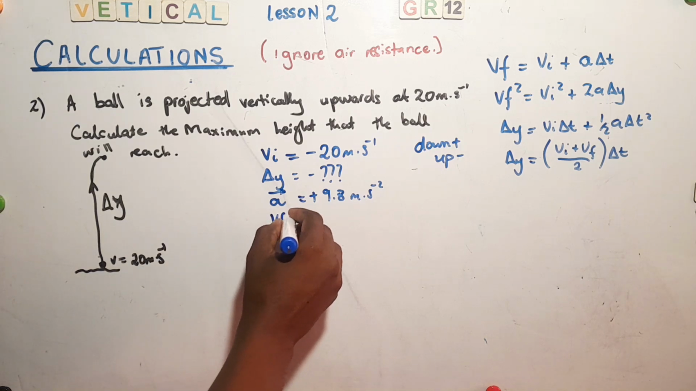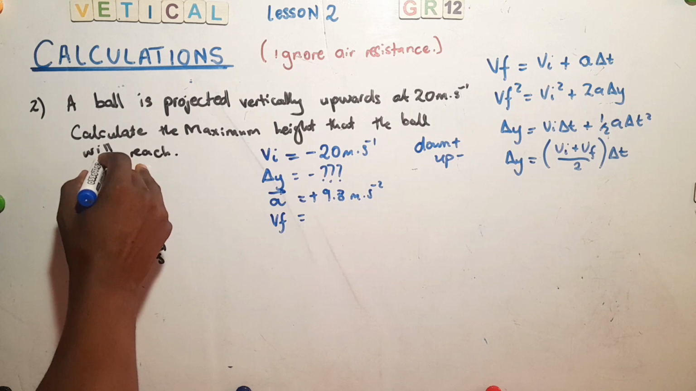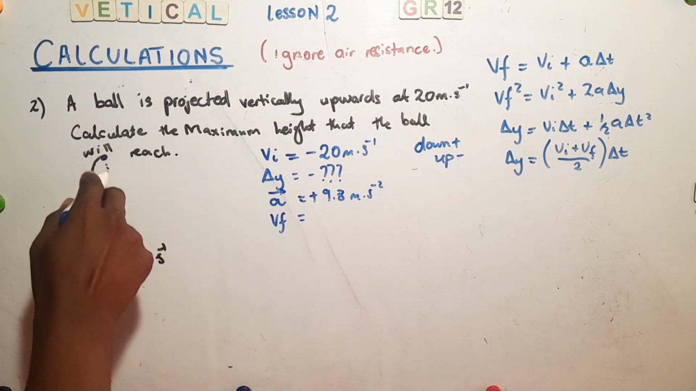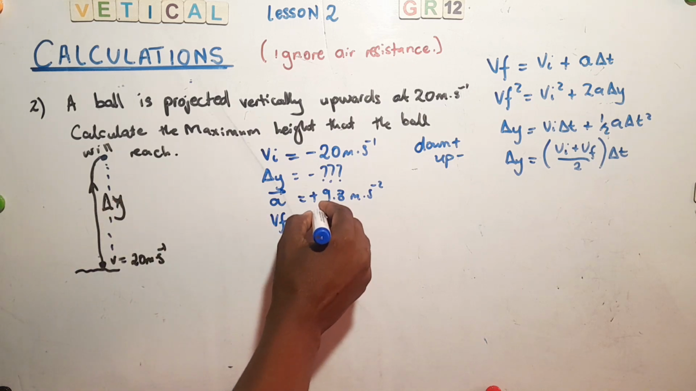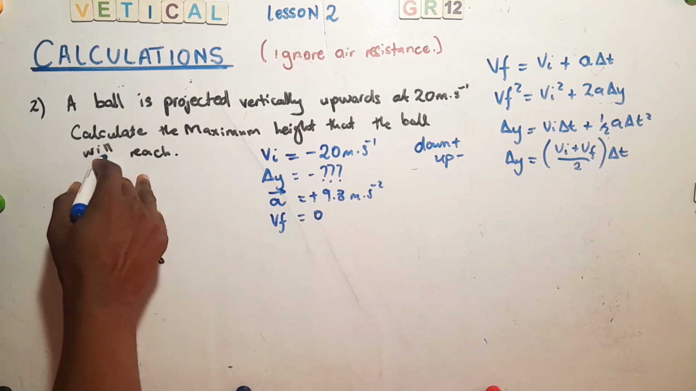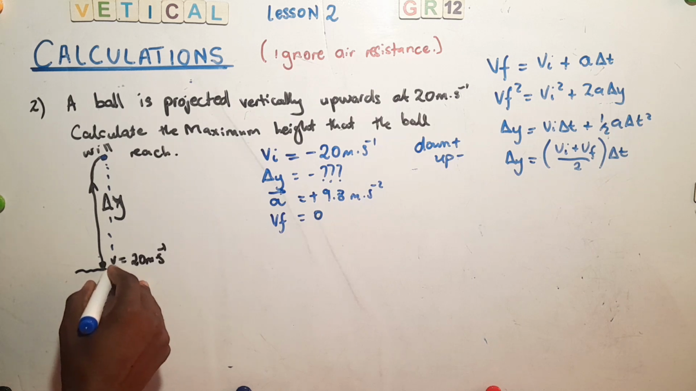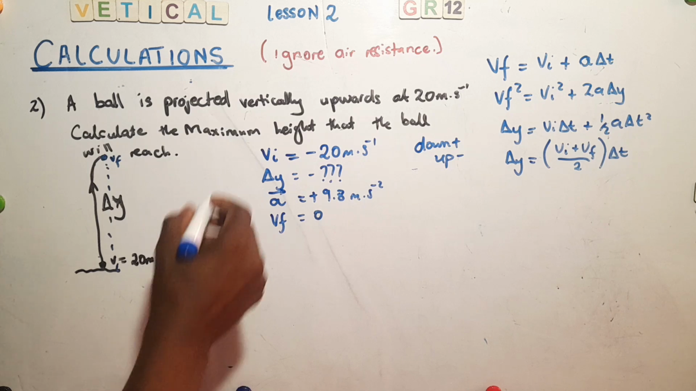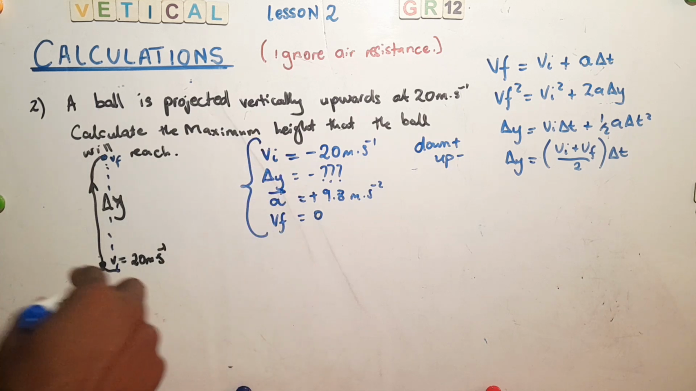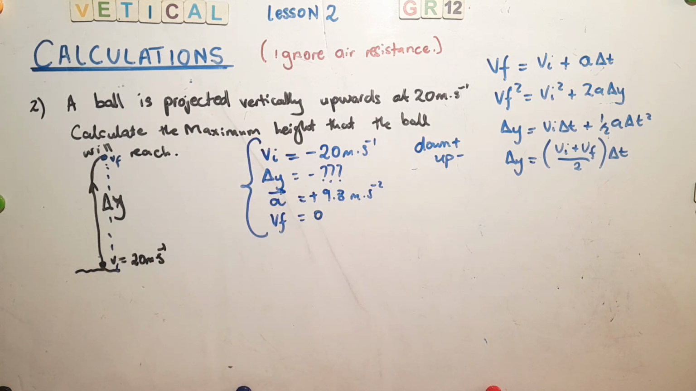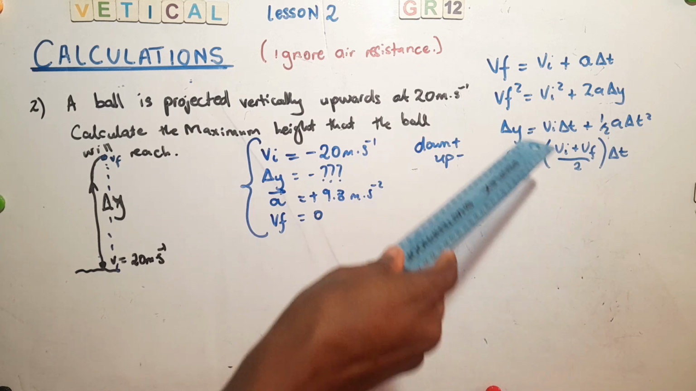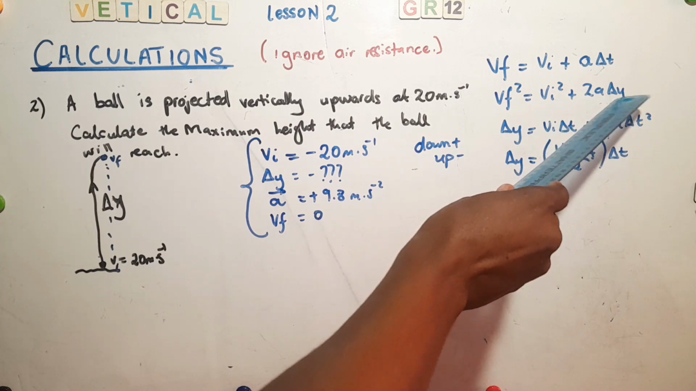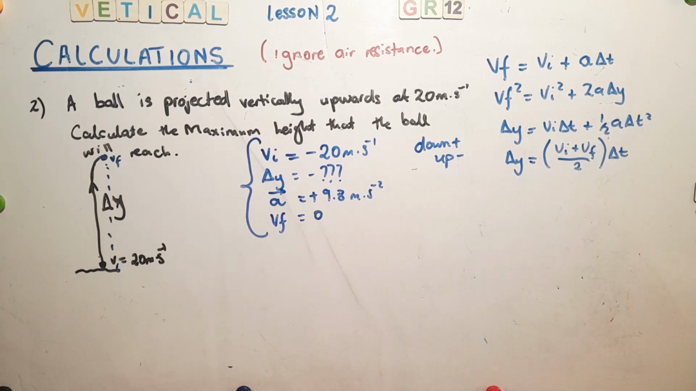So our final velocity will be what? We said it is reaching the maximum height. So in the previous video I explained that at the maximum height the velocity is 0. So our velocity there will be 0. So we are taking this as our initial, that is our final. Which formula can we use? We can also use the second one, since we have the final velocity, the initial velocity, the acceleration, and we are trying to find the displacement.